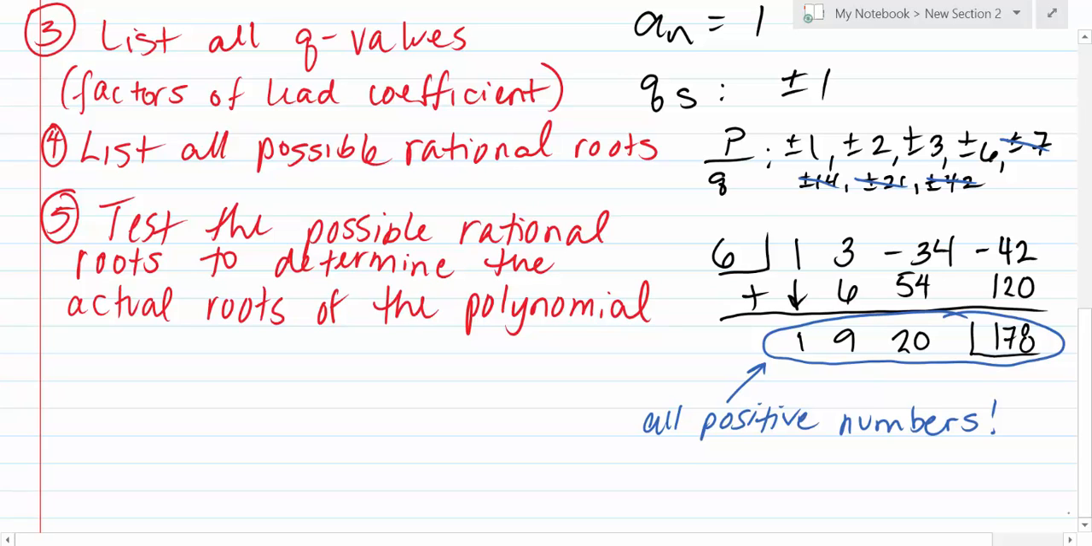So I need to choose another number to test. I'm going to go on the opposite side of my list this time and try -7.